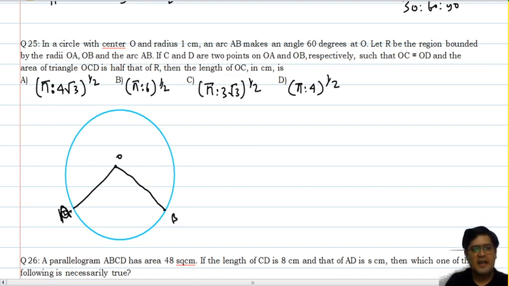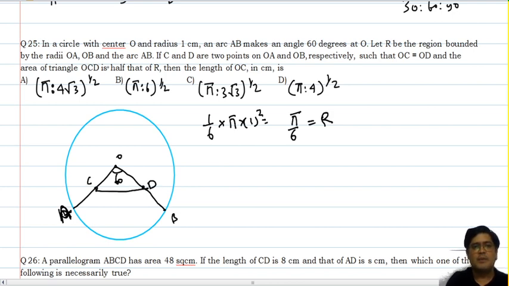Guys, this entire area is being called R because this angle is 60. This AOB thing is a sector with 1/6 of the angle. So the area of that sector will also be 1/6 of the circle. Pi by 6 is the region R. Now there is a point C here, there's a point D here, and then a triangle has been formed. This triangle has the area which is half of this R.